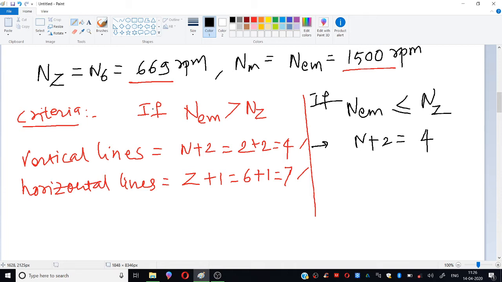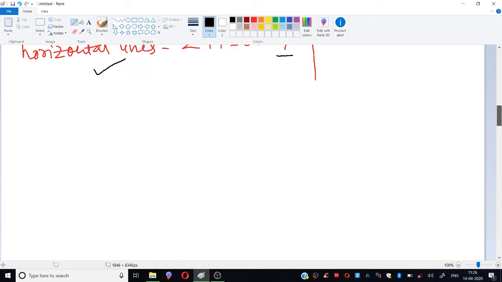Here from this it will be 4, and the horizontal lines will be equal to z only, that is 6 in our case. But in our case this first condition is satisfied, so we are going to draw 4 vertical lines and 7 horizontal lines for completing a ray diagram. So we will start with that.